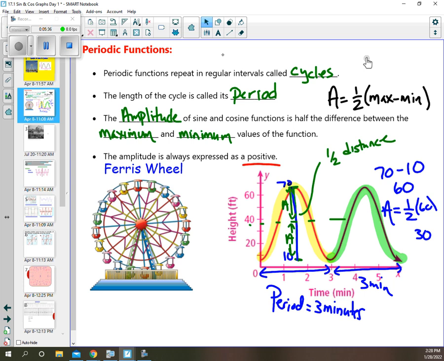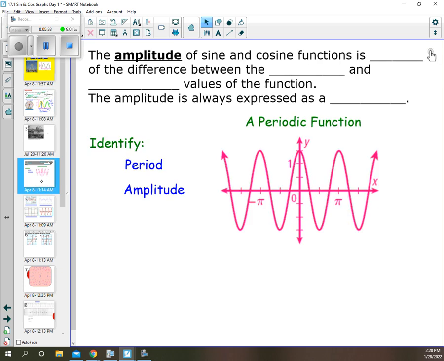All right, so let's take a look at what this means when we talk about actual values we're going to be dealing with. So when we look at sine or cosine, I know we talked about what the amplitude is: half the difference between the max and the min. So I know we already said that, and we don't necessarily need to write that again. Half the difference between the maximum value and the minimum value of the function. So if we're thinking of it in terms of this mathematical thing now, not just as a Ferris wheel height, the amplitude is always expressed as a positive again.